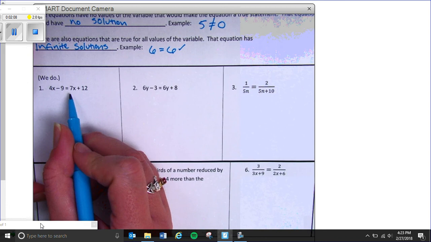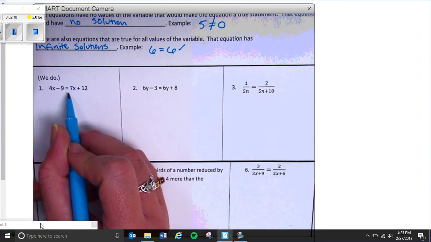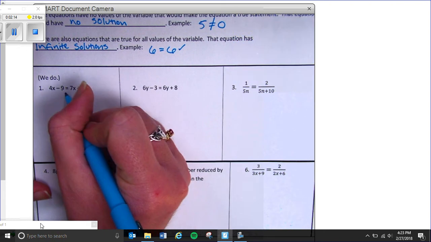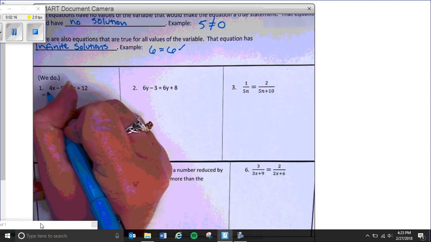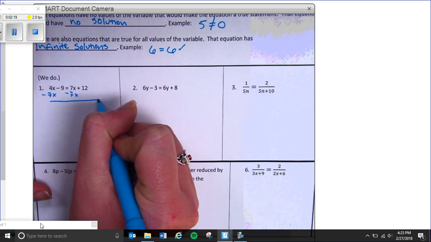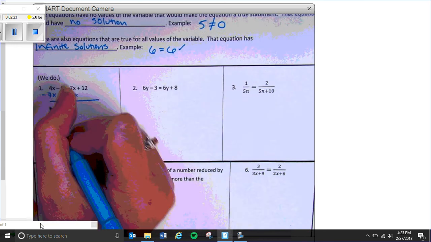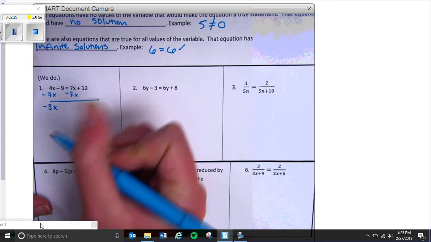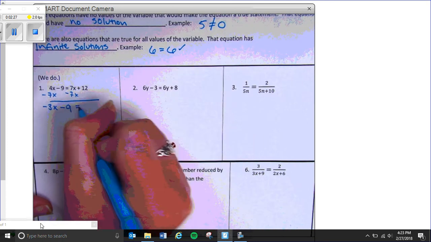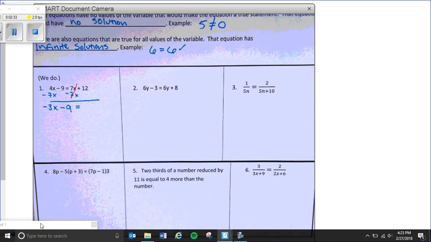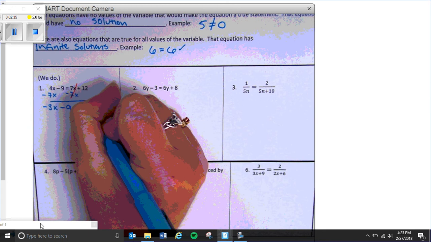In order to do that, remember we have to think about the opposite operation. Right now I have a positive 7x. So to undo that, I'm going to subtract 7x. Do it from both sides. 4x minus 7x is negative 3x. That minus 9 stays over here. And if these 7x's go away, what else is left over here? Just that 12.